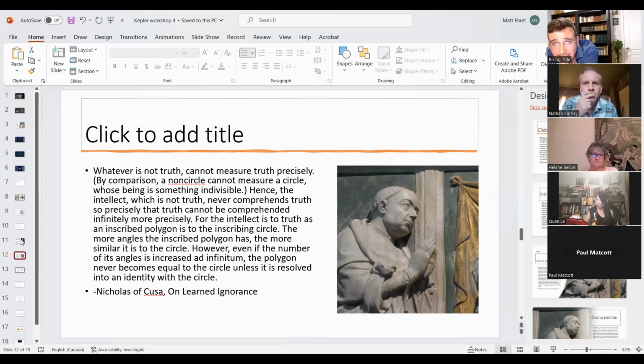For the intellect is to truth as an inscribed polygon is to the inscribing circle. The more angles the inscribed polygon has, the more similar it is to the circle. However, even if the number of its angles is increased ad infinitum, the polygon never becomes equal to the circle unless it is resolved into an identity with the circle. Do people understand what he means there?